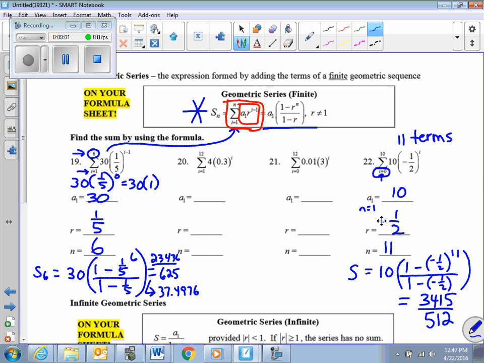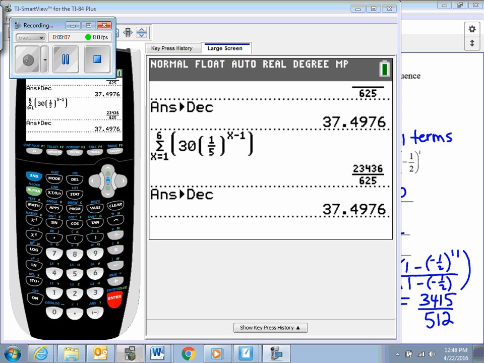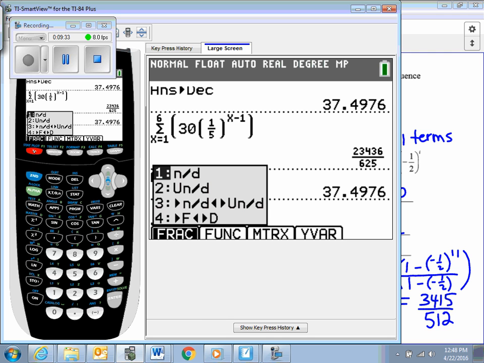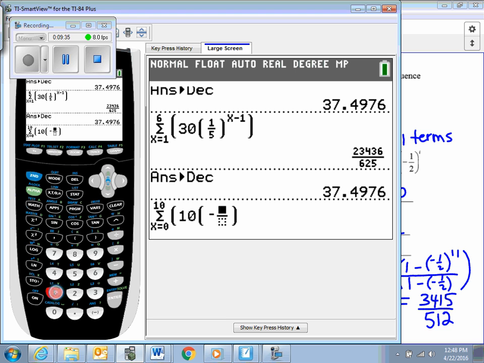Let's go check it with our calculator, and then we'll be sure whether it's correct or not. So I'm going to find the sum. I'm going to go alpha F2, choose number 2 for summation. I'm using x as my variable, and remember this time I'm starting at 0, and I'm going to 10. I'm going to open my parentheses. I'm going to use a negative, and then I'm going to get my fraction set up. So I've got negative 1/2, so 1 divided by 2. I'm going to close those parentheses up.